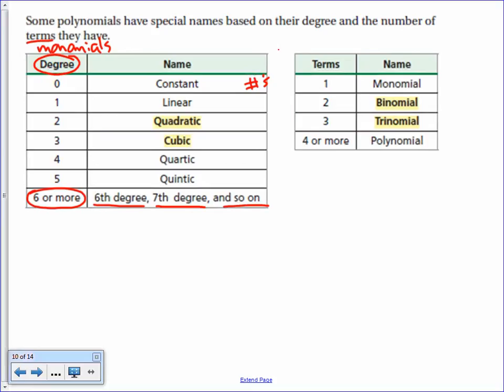You can also call them by a number of terms. So if a polynomial has one term, of course it is a monomial. We just talked about that. Binomial, so if it has two terms, you can kind of think of it as a bicycle. A bicycle has two wheels. A binomial has two terms. A trinomial, so again, a tricycle has three wheels, so a trinomial will have to have three terms. And then if it's just four or more, we just call them polynomials.